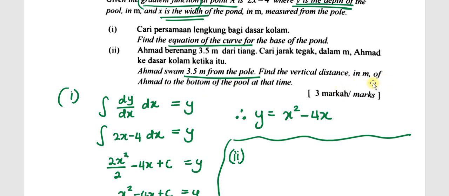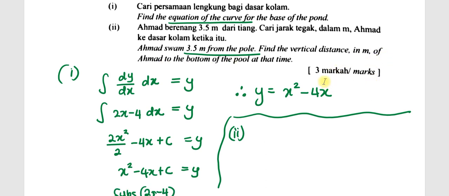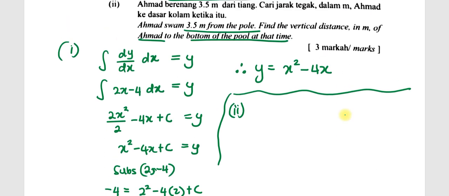Okay, you must understand the question. The question is asking for the vertical distance in meters of Ahmad to the bottom of the pool. So don't misinterpret the question. Okay, this is your pool. Let's say Ahmad is at 3.5, somewhere here.